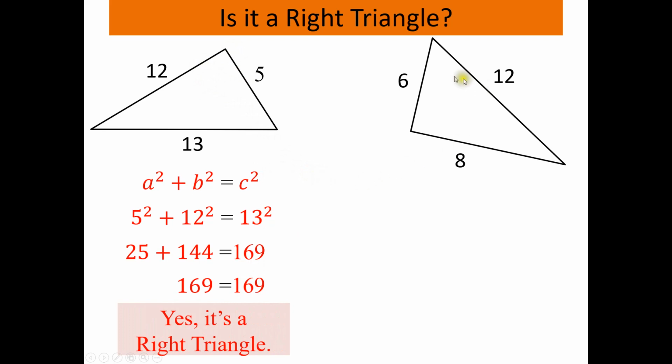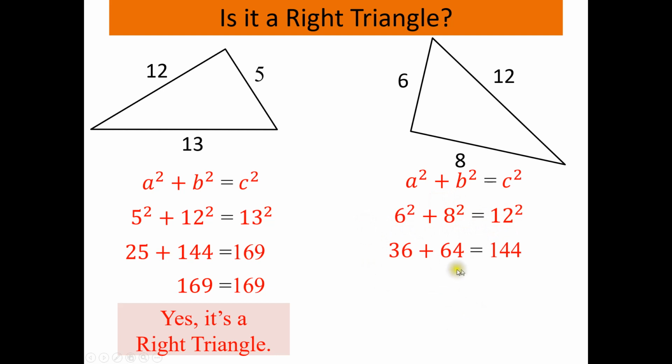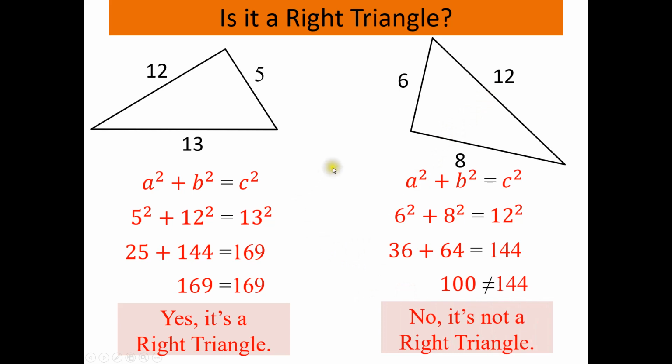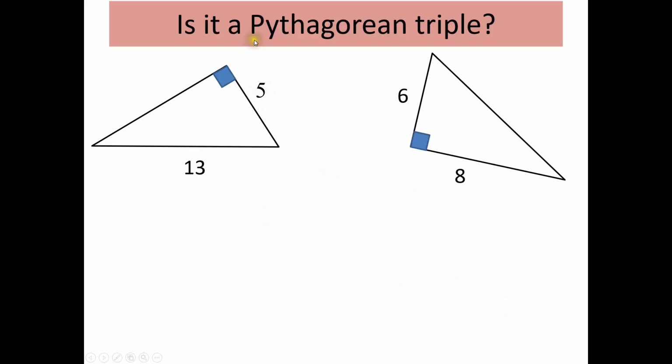Okay, here's one that's not going to be. So we go 6 squared plus 8 squared equals 12 squared. Okay, 6 squared is 36, this is 64, this is 144. So are they equal? Nah. Okay, is this a right triangle? Nah.